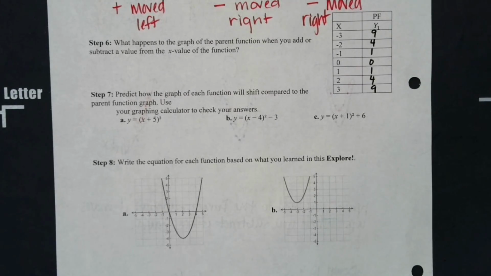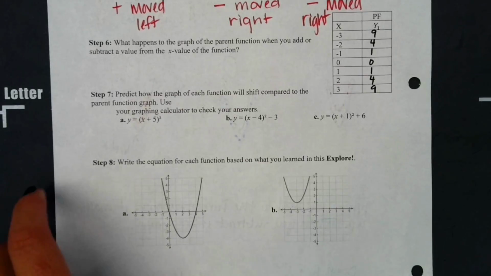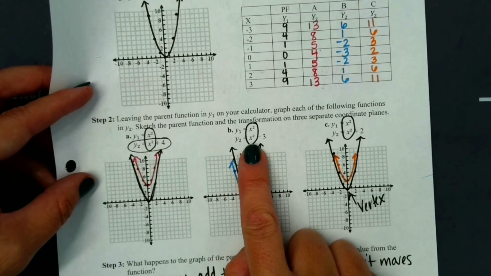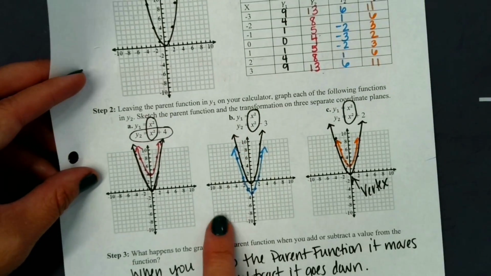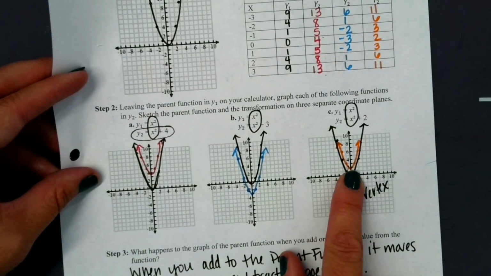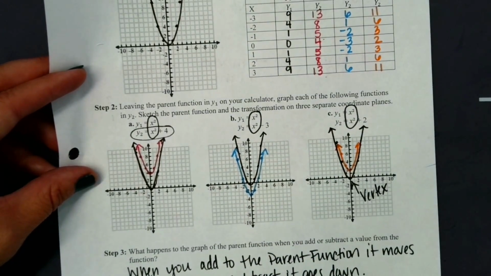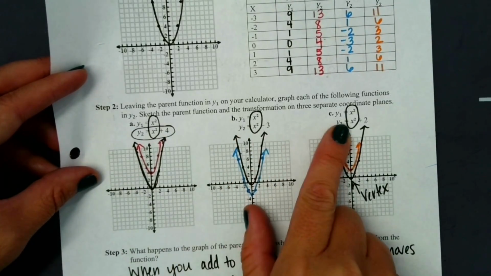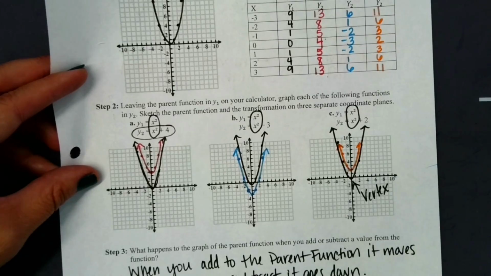So, now let's just recap where we were. When we didn't have any parentheses, what was happening to our vertex, our lines here? They were moving how? Up and down. So see how there was no parentheses? We were moving up and down.